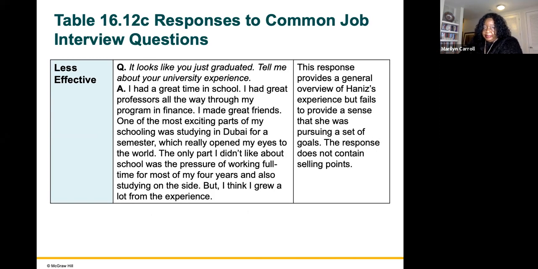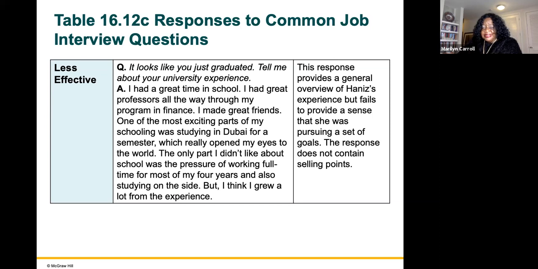Here's another, less effective example. It looks like you just graduated. Tell me about the university experience. Well, I had a great time in school. I had great professors all the way through my program in finance. I made great friends. One of the most exciting parts of my schooling was studying in Dubai for a semester, which really opened my eyes to the world.